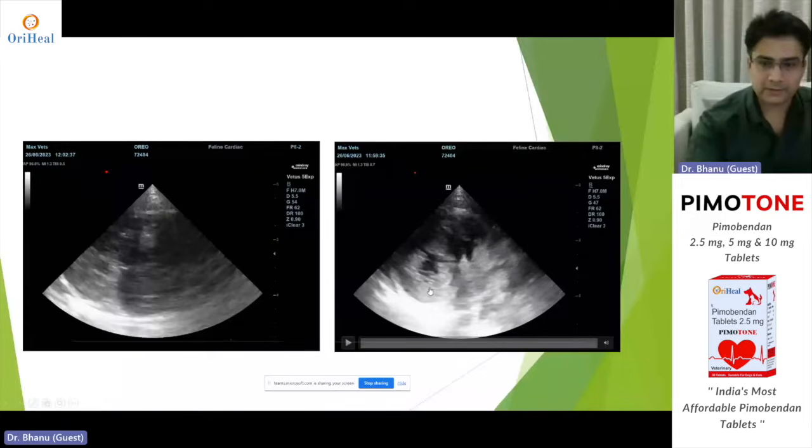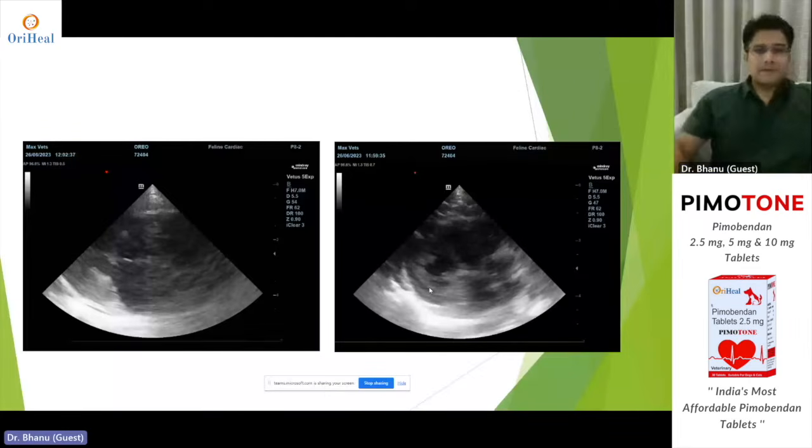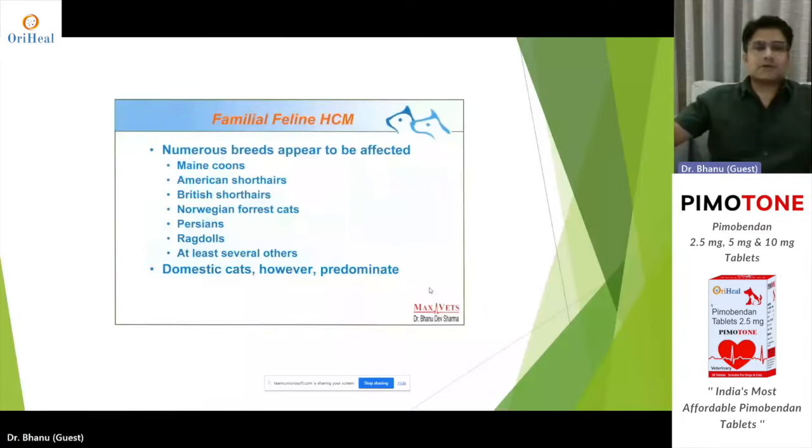Right. So the thickened left ventricular walls are clearly evident in this. Hypertrophic cardiomyopathy is basically a genetic condition. It is because of the genetics that this condition is caused in cats. The various breeds which are affected are Maine Coon cats, American Shorthairs, British Shorthairs, Norwegian Forest cats, Persians, Ragdolls. Some of the domestic cats also seem to have this predisposition for HCM. But as I said, personally, I have seen them in a lot of Persians because they are very popular in our country.